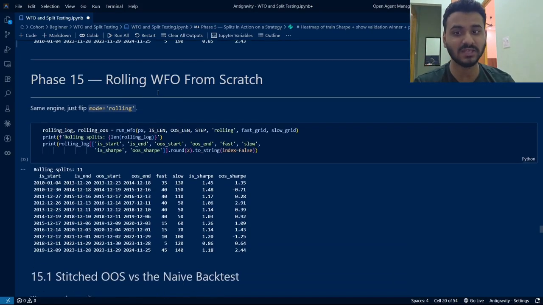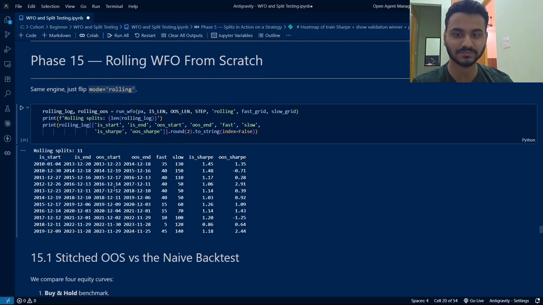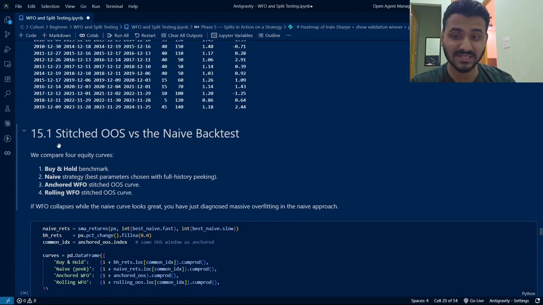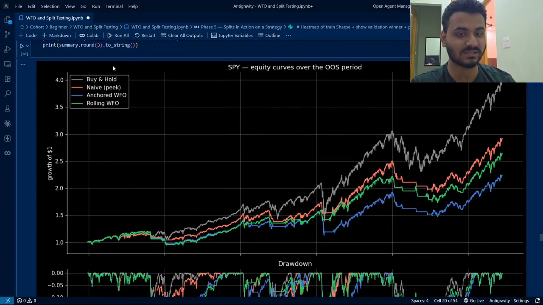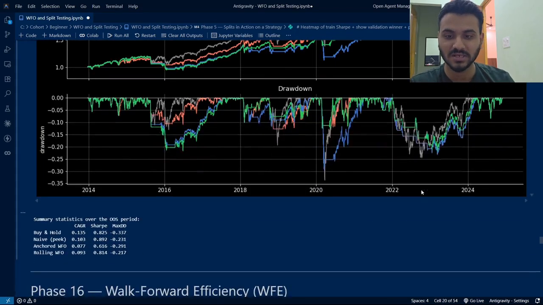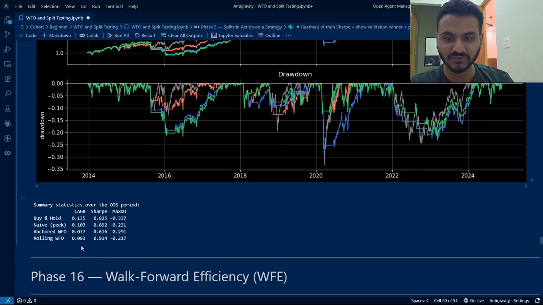Now, phase 15, rolling WFO from scratch. How does the stitched out-of-sample versus the naive backtest look? Buy and hold, naive, anchored, rolling WFO. These are the results. Buy and hold, naive, anchored, rolling, right? As you can see, rolling is much faster to adapt to market regime shifts. These are the Sharpe ratios for them.